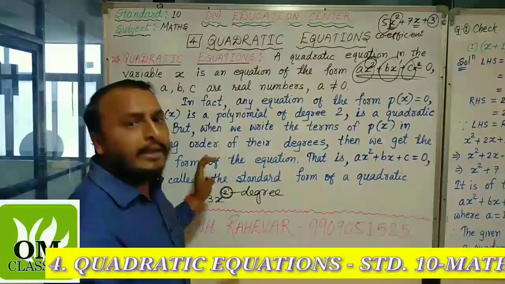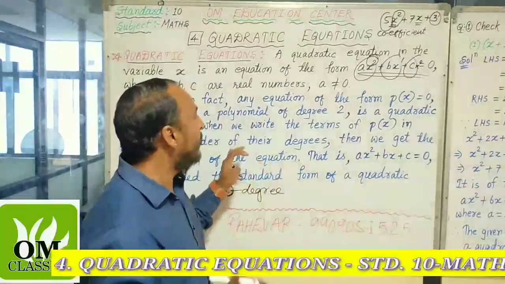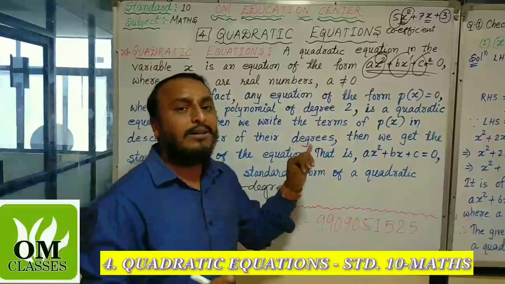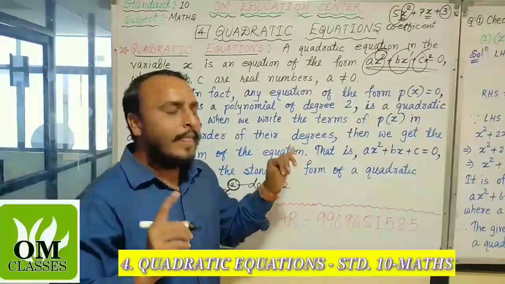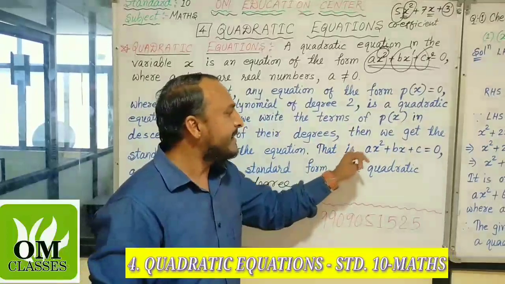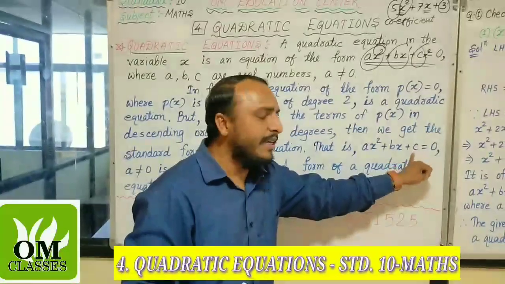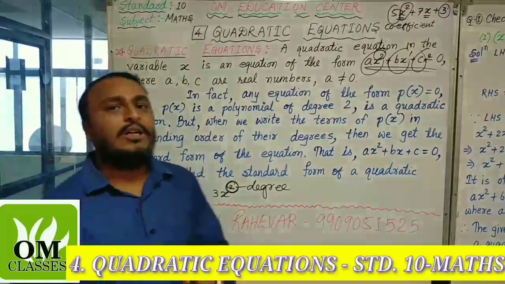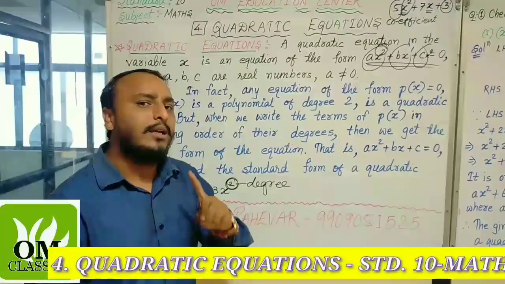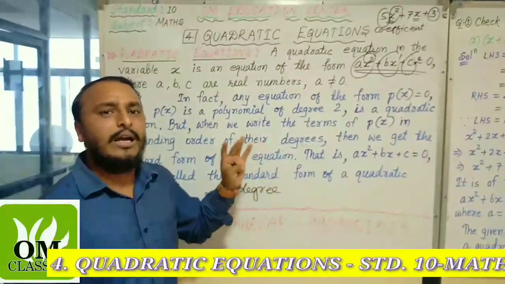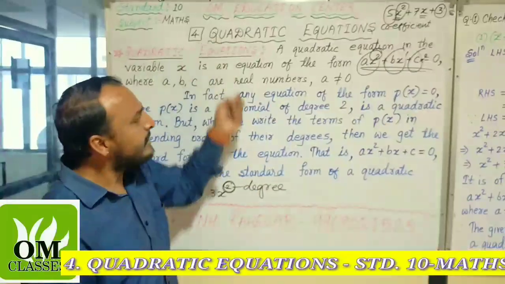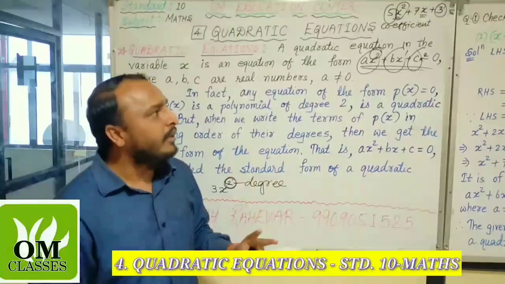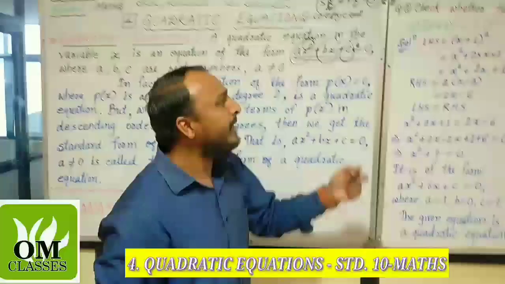तो कहने का मीनिंग है it should be in the descending order of their degrees. Then we get the standard form of the equation. तब जाके हमें इक्वेशन का स्टैंडर्ड फॉर्म मिलता है. That is ax square plus bx plus c is equal to 0, a is not equal to 0, is called the standard form of quadratic equation. So dear students, this is what I wanted to explain by this video. What are quadratic equations? Now, without wasting time, we should move to exercise 4.1.